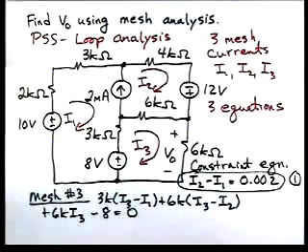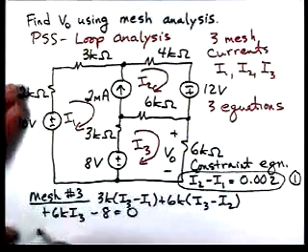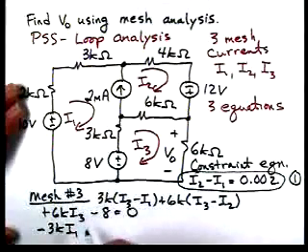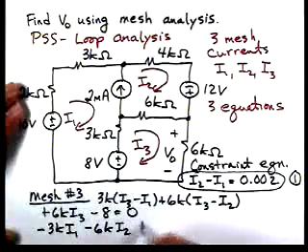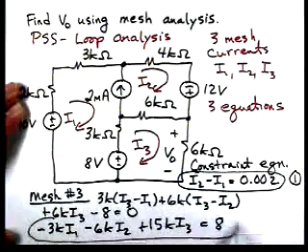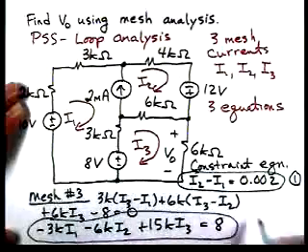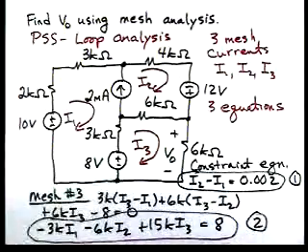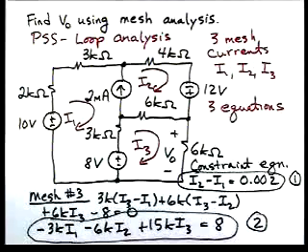And if we collect up terms, we'll have minus 3K I1 minus 6K I2 plus 15K I3 equal to 8. There's the second of our 3 equations.